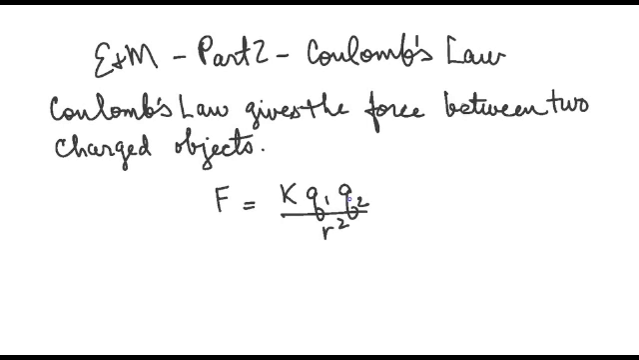Welcome to Electricity and Magnetism Part 2, Coulomb's Law. As you can see on the screen, Coulomb's Law gives the force between two charged objects. The form of Coulomb's Law is F, the force, is equal to K, a constant known as Coulomb's constant, times Q1 times Q2, where Q1 and Q2 are the charges on the bodies given in coulombs, divided by R squared, which is the distance between the centers of the charges.